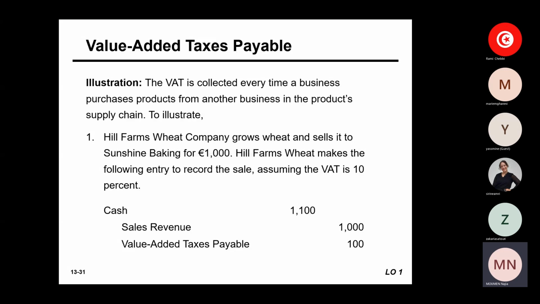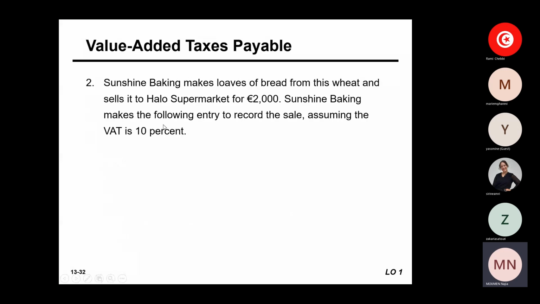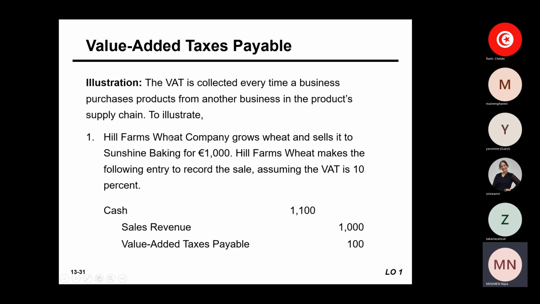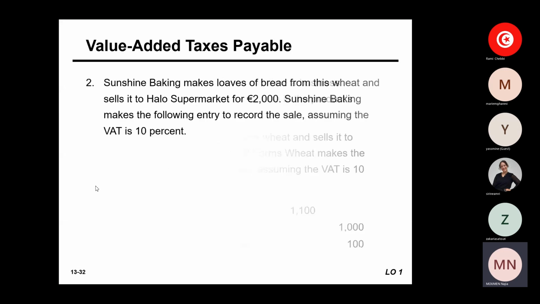The same here, we're talking about the supply chain. So here, Sunshine Baking makes loaves of bread from this wheat and sells them to Hello Supermarket for 2,000. Okay, so here again, Hill Farm is selling raw materials to Sunshine Baking. So Sunshine Baking was the one that paid for this value-added tax. Okay, now Sunshine will be selling loaves of bread, etc., to Hello Supermarket for 2,000.